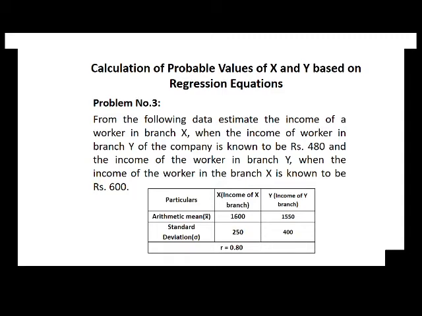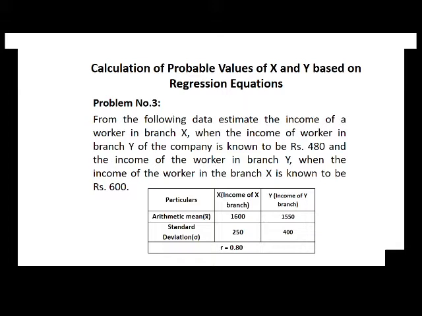The problem: from the following data, estimate the income of a worker in branch x when the income of a worker in branch y of the company is known to be rupees 480, and the income of the worker in branch y when the income of a worker in branch x is known to be rupees 600.